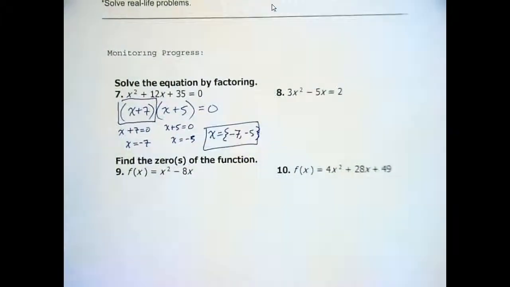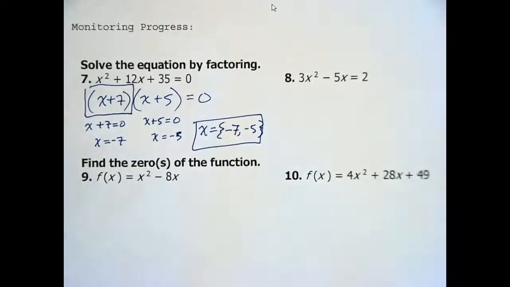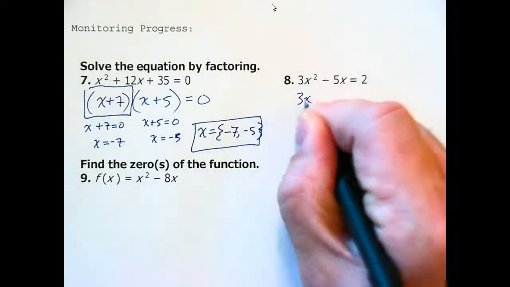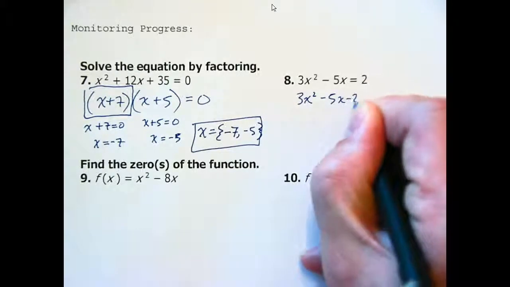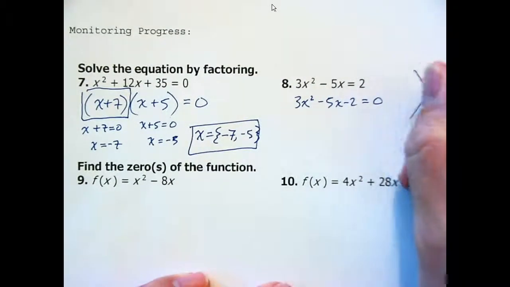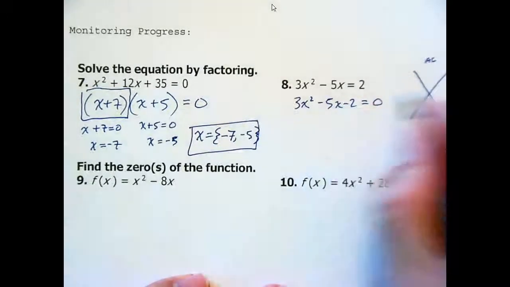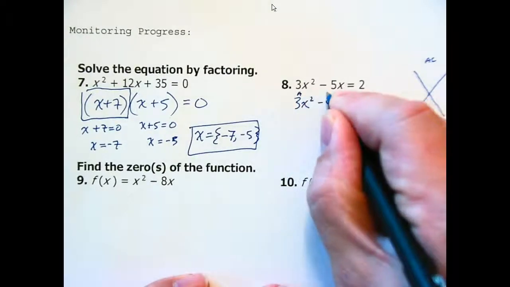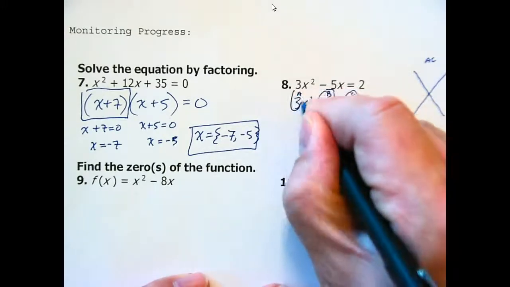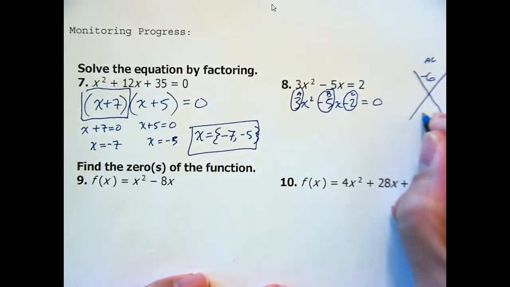All right, number 8, what do I have to do first? Good, I have to get it all set equal to 0. 3x squared minus 5x minus 2 equals 0. Next step. Factor. Since there's an a term, remember you go a times c up here, which is negative 6. There's a, there's b, there's c. Recall from last week. What's this? This is our b term, so negative 5.